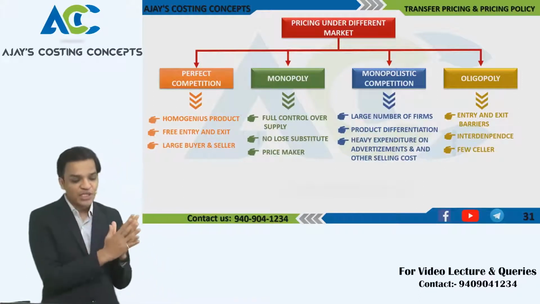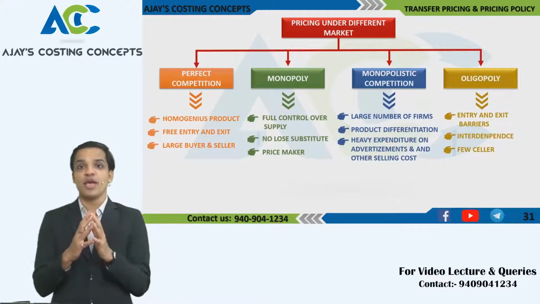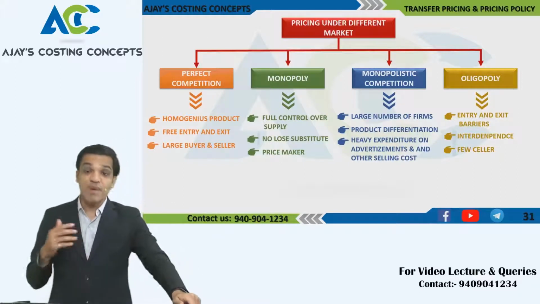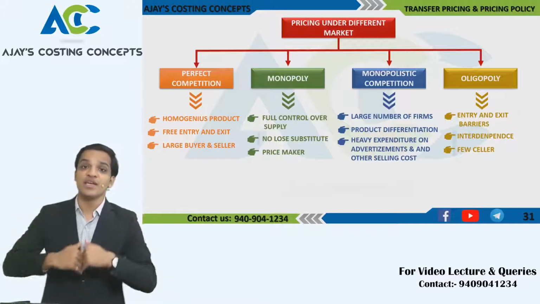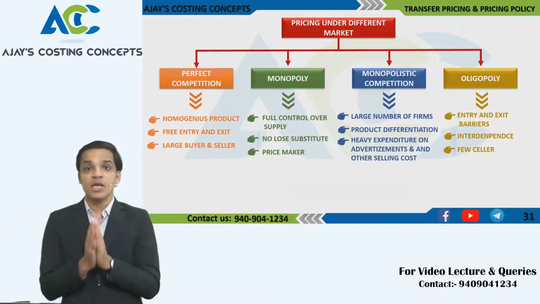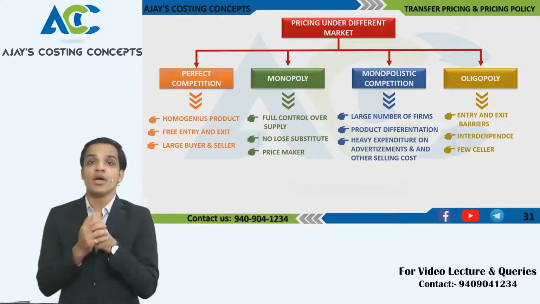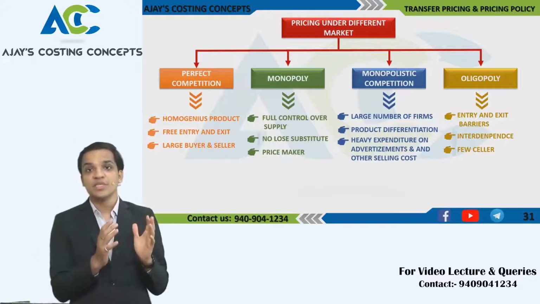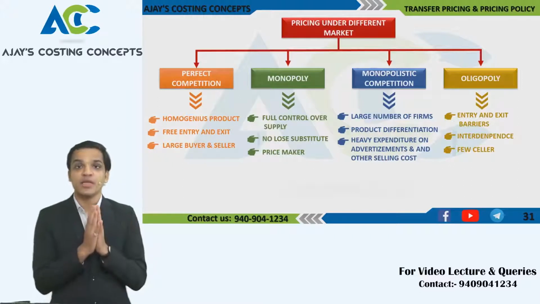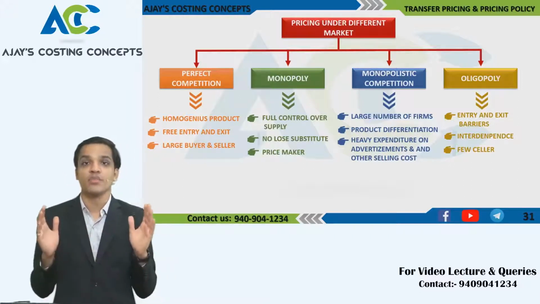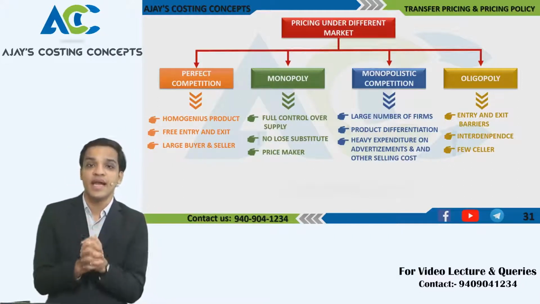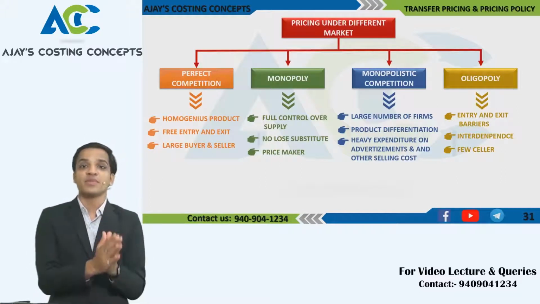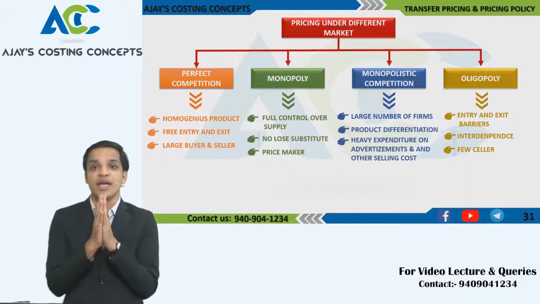In a perfect competition market, there are homogeneous products. The products are almost the same, similar in nature and kind. There are a large number of buyers and sellers, and there is free entry and exit of the organizations or suppliers. The number of customers is high, and buyers are also in large numbers.